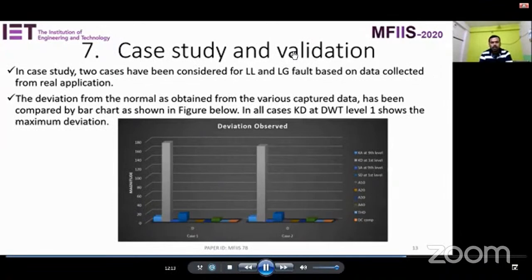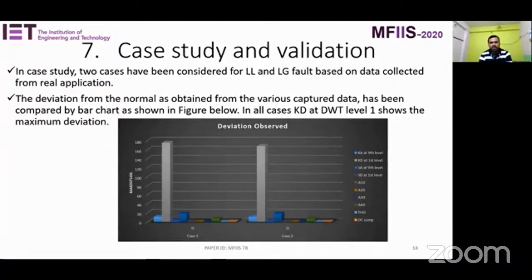Now, case study and validation. In the case study portion, two different cases have been considered, for LL and LG, based on data collected from a real application. The deviation from the normal as obtained from the various captured data has been compared by bar chart as shown in the figure below. In all cases, KD at detailed level 1 shows the maximum deviation.